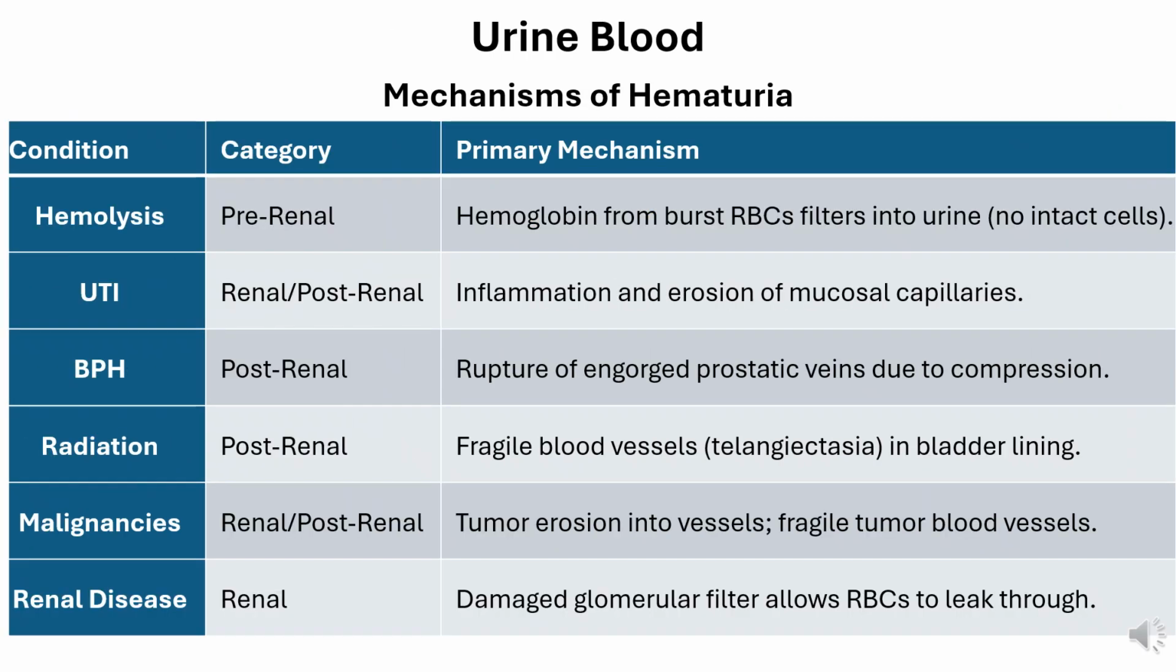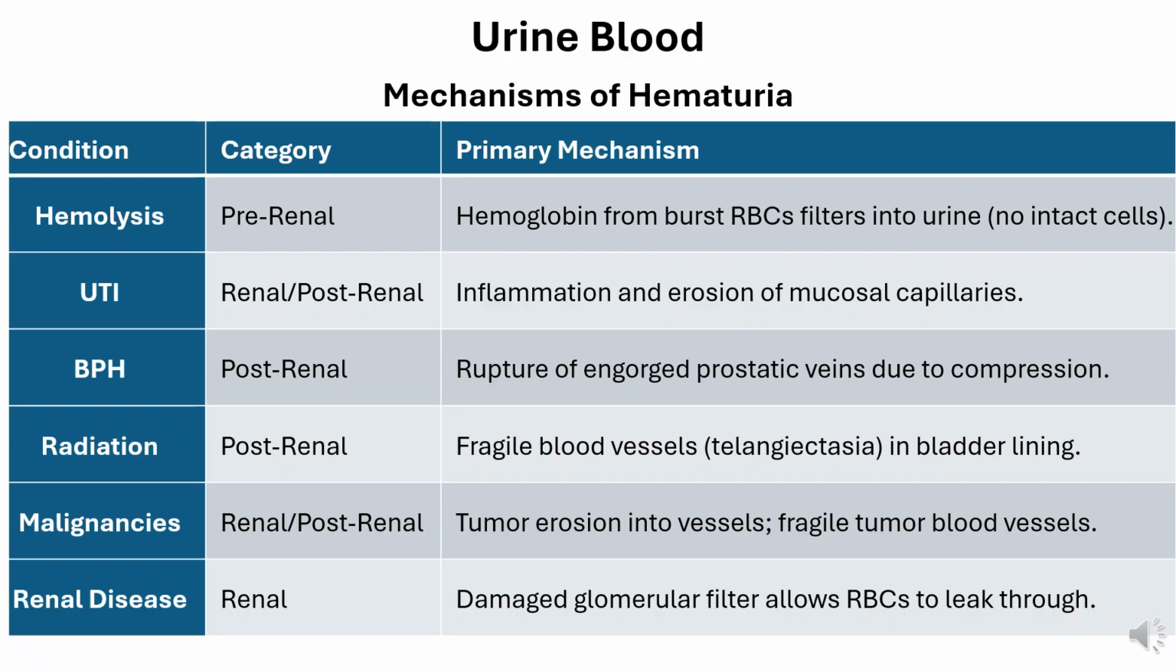Hematuria can be gross hematuria, which means visible to the naked eye: red, pink, or cola-colored. Or microscopic hematuria, invisible but detected on a dipstick or under a microscope. The causes fall into 3 categories: prerenal, a blood issue; renal, a kidney issue; or postrenal, a drainage issue.